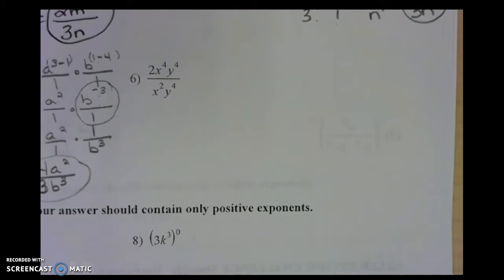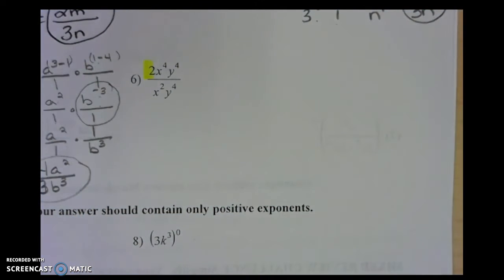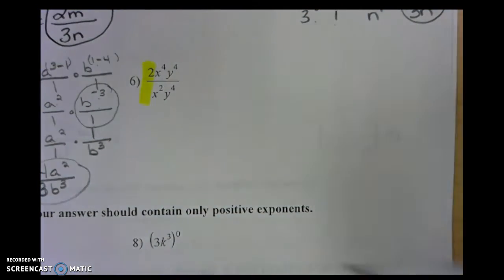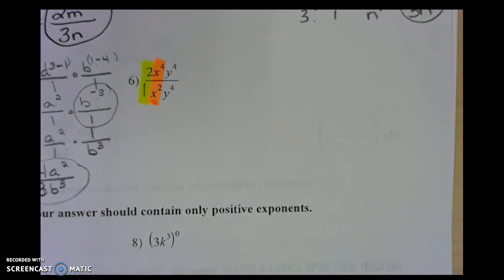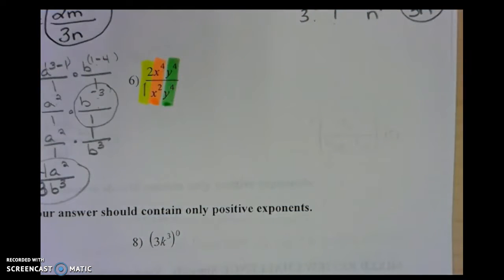Number 6, we have 2x to the fourth y to the fourth over x squared y squared. We have a coefficient in the numerator. We're going to need a placeholder in the denominator, because if you think about it, 2 over 1 would be the same as 2. Then we've got x to the fourth over x squared, and we have y to the fourth over y to the fourth.